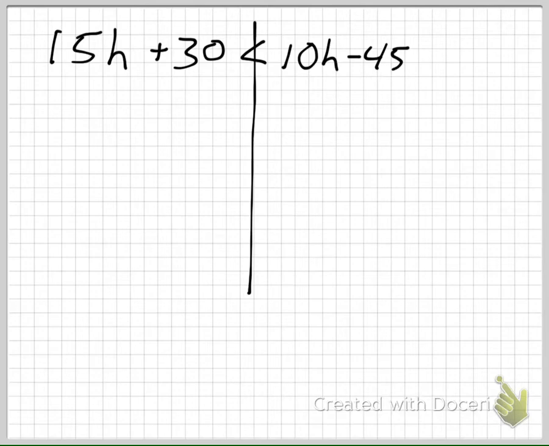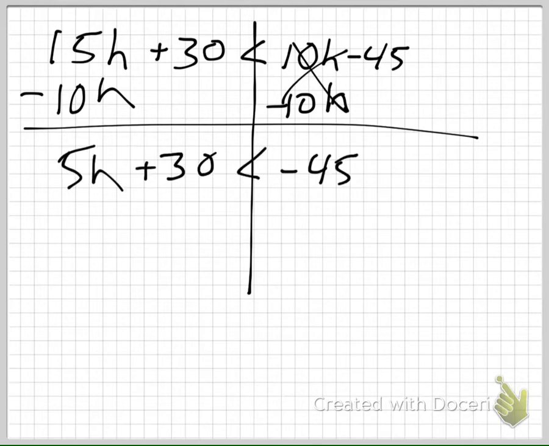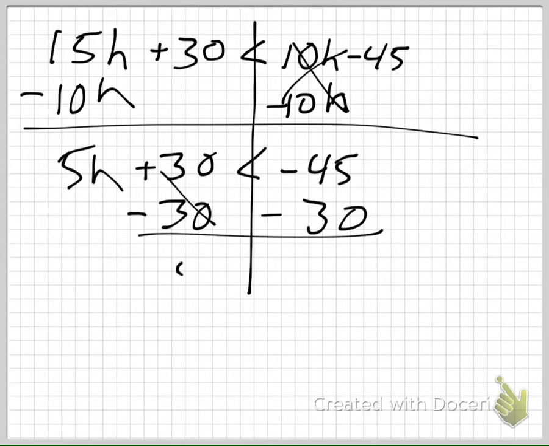You could do it, but I would go minus 10h, minus 10h. Now, I just subtracted 10h from both sides. Do I flip the sign? No, I don't. It's only when you multiply or divide. So this is 5h plus 30 is less than negative 45. Got to get the variable by himself. So minus 30, minus 30: 5h is less than negative 75. Divide by 5, divide by 5.